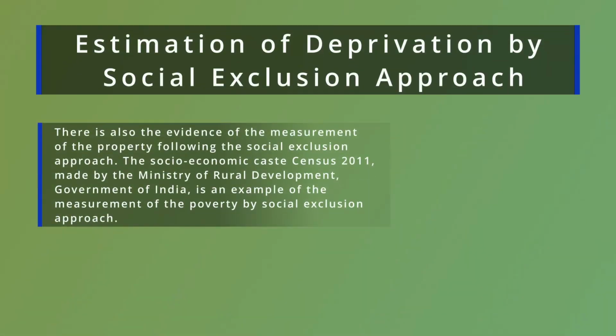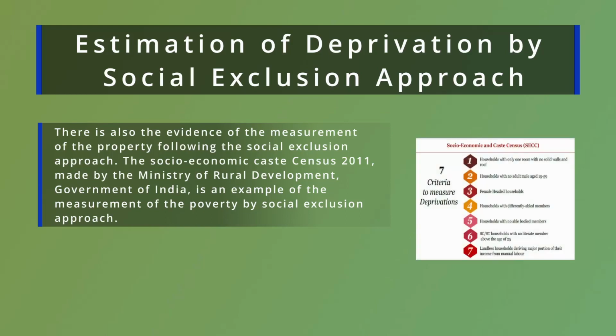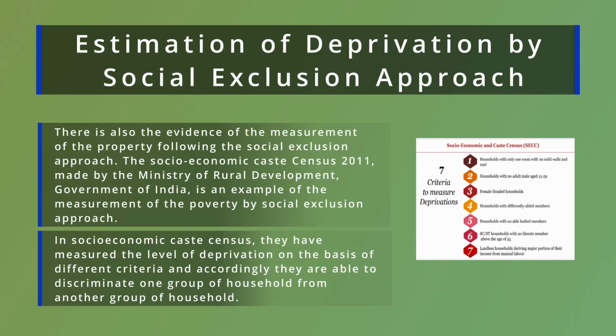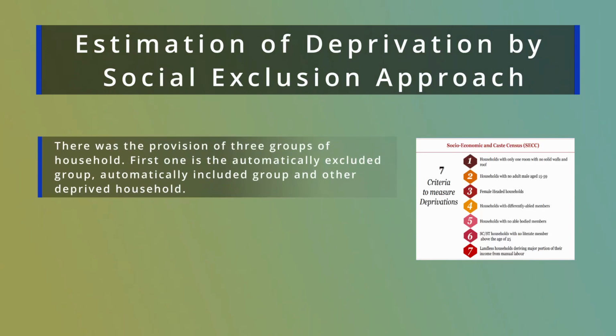There is also evidence of the measurement of poverty following the social exclusion approach. The Socio-Economic Caste Census 2011 made by the Ministry of Rural Development, Government of India is an example of the measurement of poverty by the social exclusion approach. In the Socio-Economic Caste Census, they measured the level of deprivation on the basis of different criteria. Accordingly, they are able to discriminate one group of households from another group of households. There was a provision of three groups of households. First one is the automatically excluded group, second is the automatically included group, and third is other deprived households.